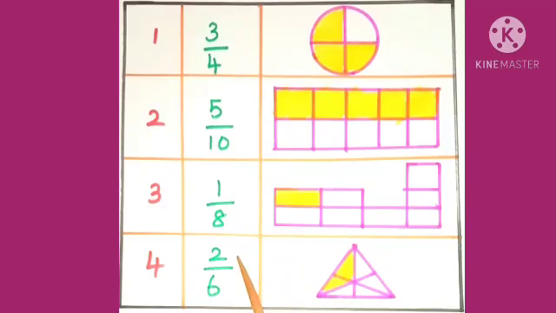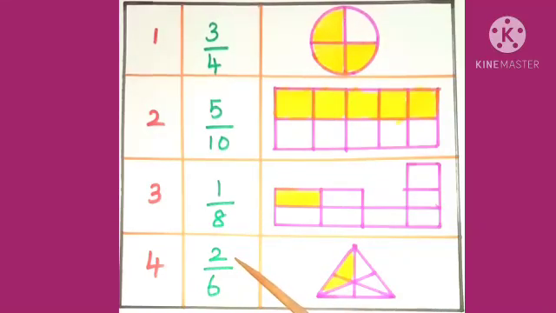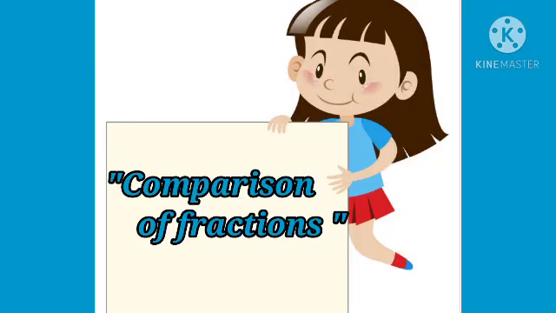And here 2 is in the numerator, which means here we are going to shade 2 parts. 1, 2. Here this figure represents the fraction 2 by 6. Children, now let us see about comparison of fractions.